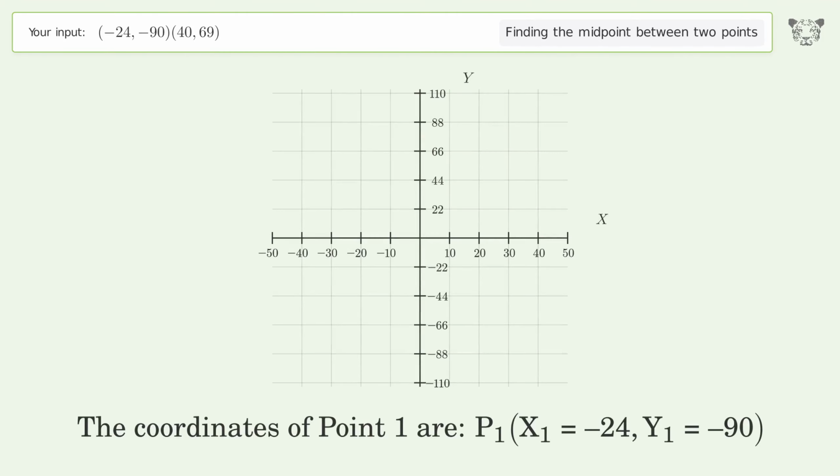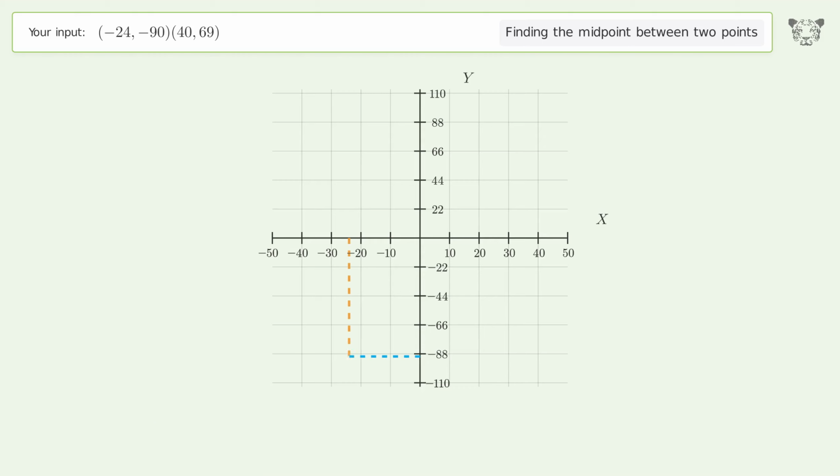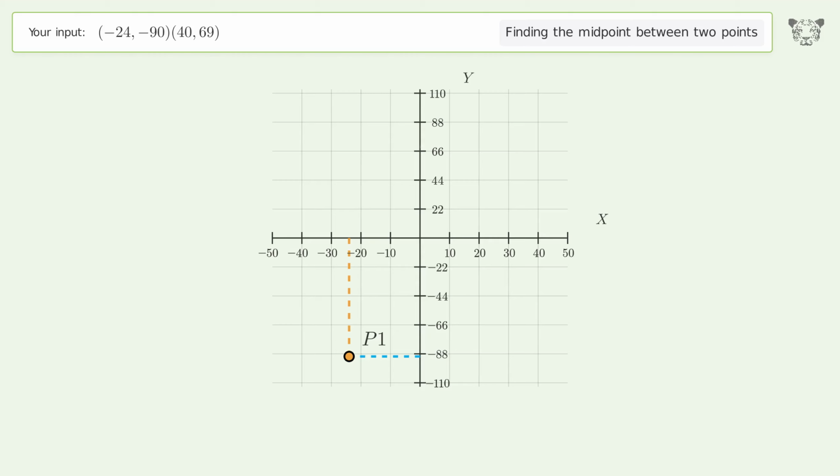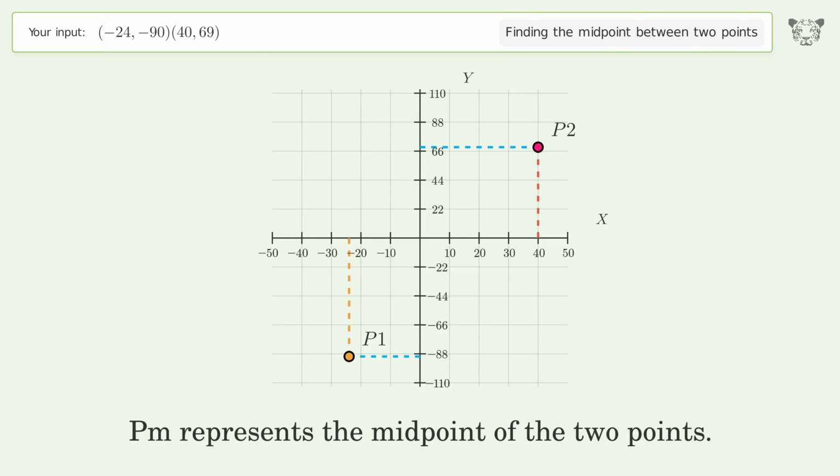The coordinates of point 1 are, x1 equals negative 24, y1 equals negative 90. The coordinates of point 2 are, x2 equals 40, y2 equals 69. PM represents the midpoint of the 2 points.